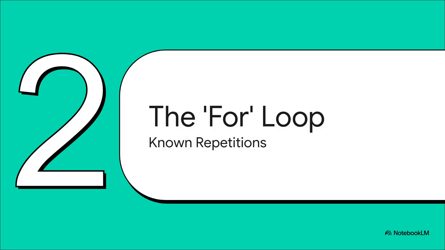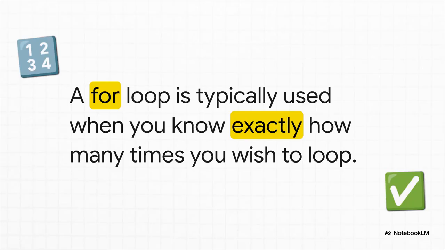All right, so let's get into our toolkit. First up, we have the for loop. I like to think of this as the precision instrument of the looping world. This is your go-to when you know exactly how many times you need to do something. It's kind of like following a recipe that tells you, hey, stir this thing exactly 10 times. No more, no less. That's a for loop. It's perfect for any situation where the number of repeats is set in stone before the loop even begins.